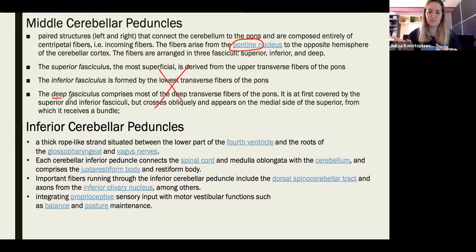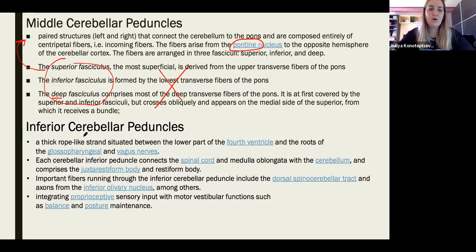That's it. Okay, so what is exactly the function of the pons? We'll talk about it next class. But for now, just remember that there are just 3 tracts that are going between pons and cerebellum. These 3 tracts are sitting in the middle cerebellar peduncle.